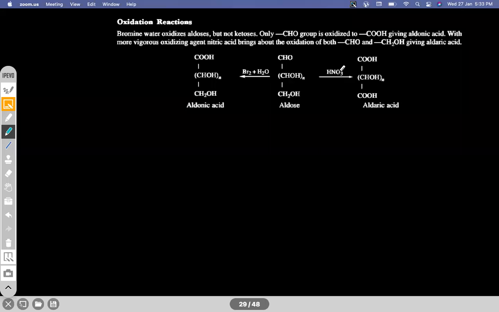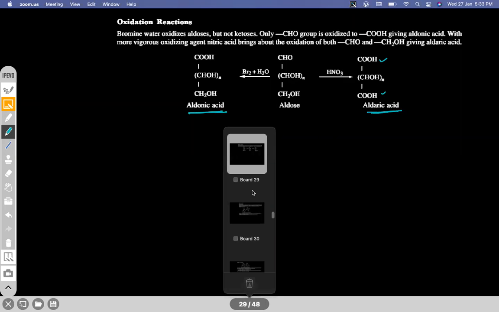HNO3 is a strong oxidizing agent, and it will oxidize both this alcohol here in the bottom and CHO into acid. Name of the compound is aldaric acid here. This is aldonic acid. Okay, we have done all these reactions in the class as well, so you can go through it.